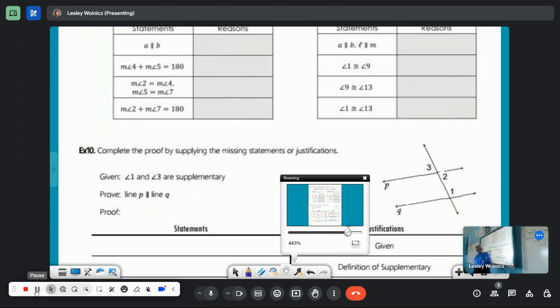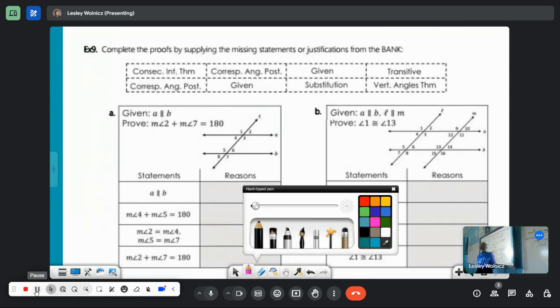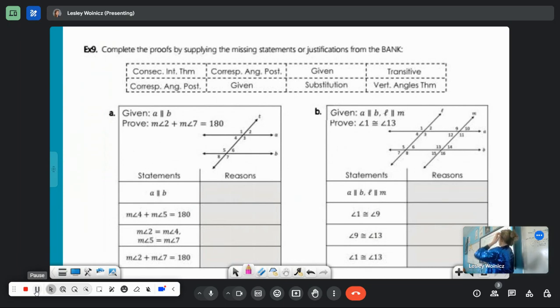Let's do some proofs. All right, guys, we have here a justification bank and statement bank. Actually, it just looks like they've given us all the statements. We're just putting in the justifications. So in number 9, part A, how do we know that A is parallel to B? It's given. Okay, so we used him.